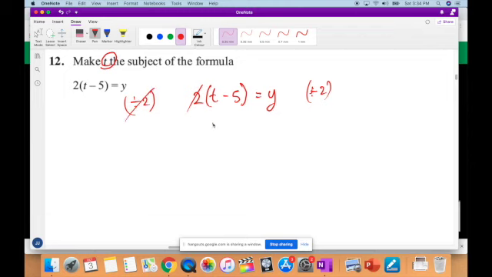And all I will have left is T minus 5 is equal to Y divided by 2 on this side. And now it's just to throw the 5 over. So now I'll have T is equal to Y divided by 2. And then I'm going to be adding 5 to that. And now T is the subject of the formula.